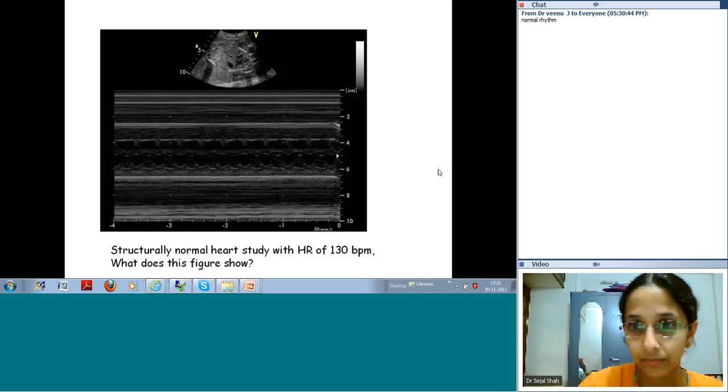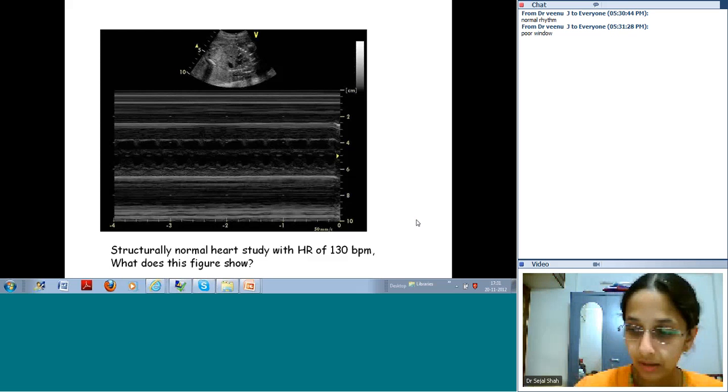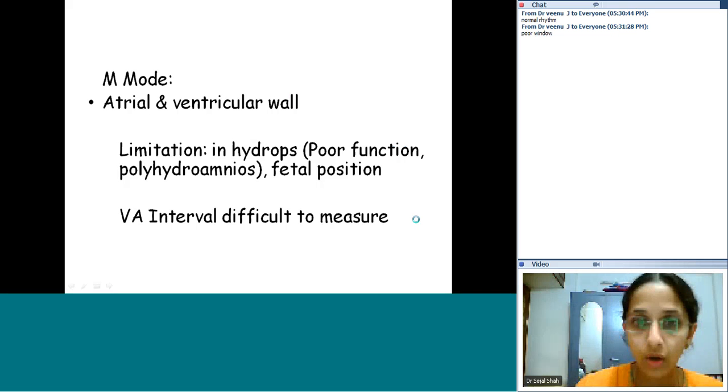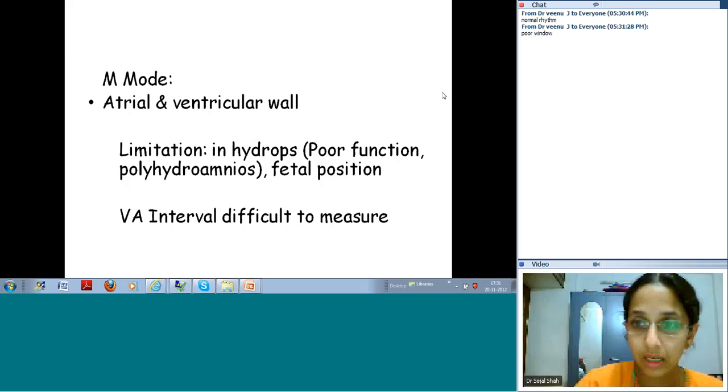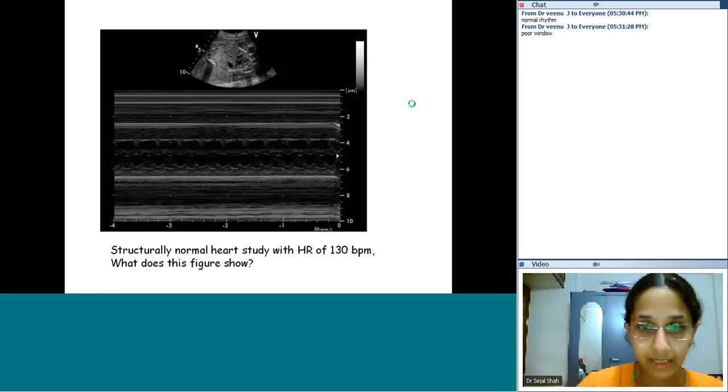Poor windows, yeah. One of the major causes of poor windows is probably when the baby develops hydrops because of some reason, or if there is polyhydramnios. In that situation, the movement of the atria and the ventricles may not be great and it might be difficult to appreciate. The second thing is, compared to a Doppler study, the atrioventricular interval or the VA interval on M mode is a little vague. It's not as accurate as what we can see on Doppler study.